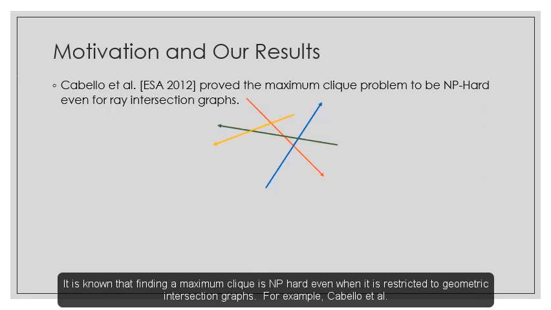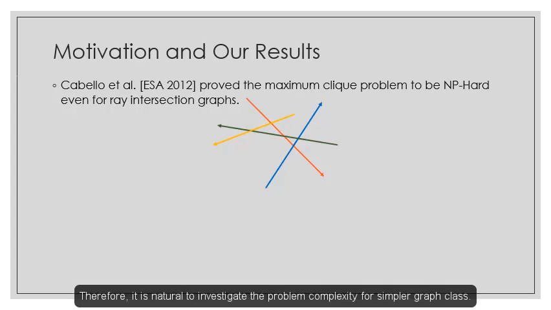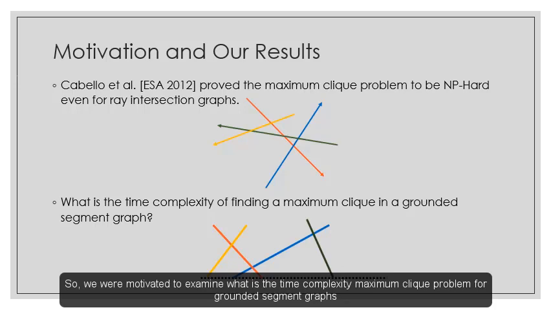It is known that finding a maximum clique is NP-hard, even when it is restricted to geometric intersection graphs. For example, Keil and his colleagues proved that the maximum clique problem is NP-hard even for intersection graphs of two-dimensional arrays. Therefore, it is natural to investigate the problem complexity for simpler graph classes. So we were motivated to examine the time complexity of the maximum clique problem for grounded segment graphs.